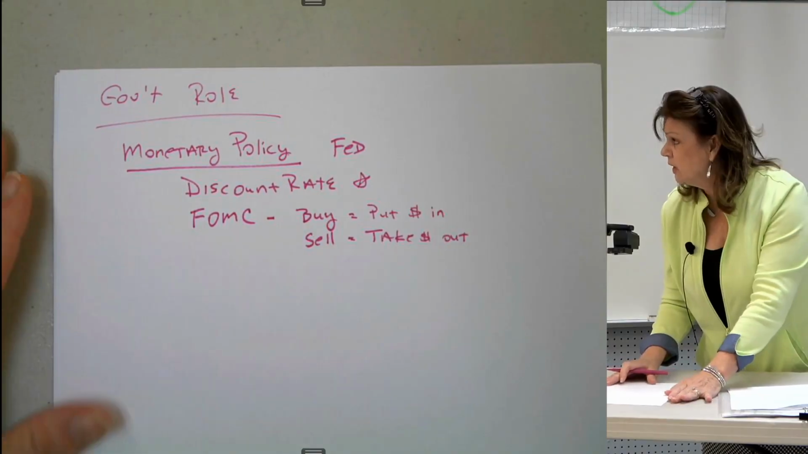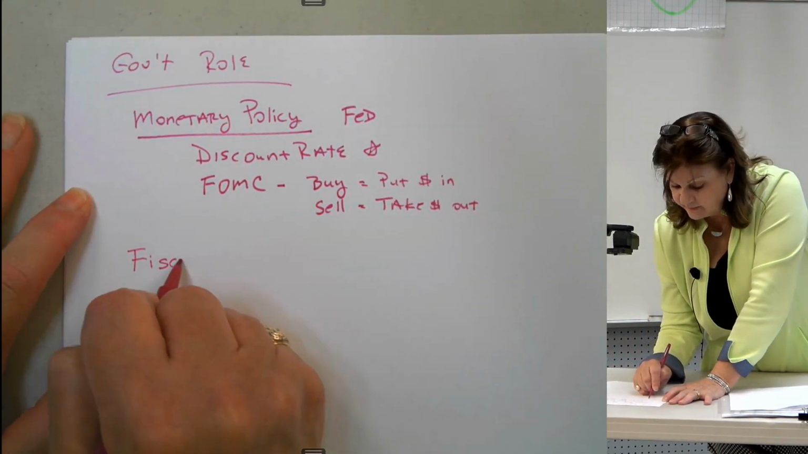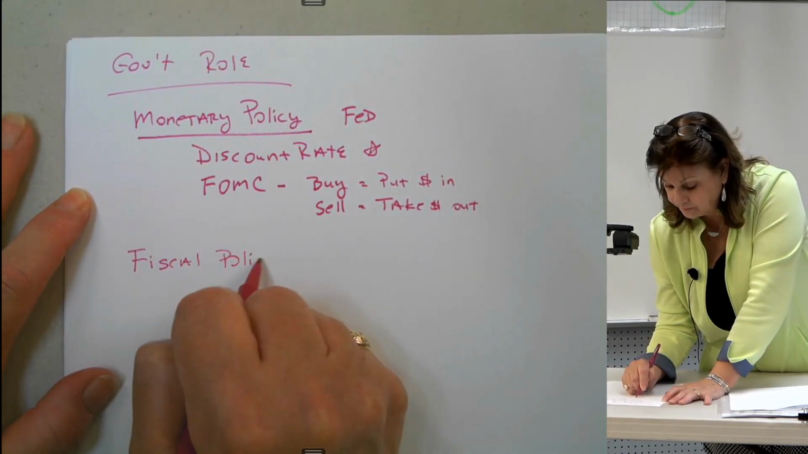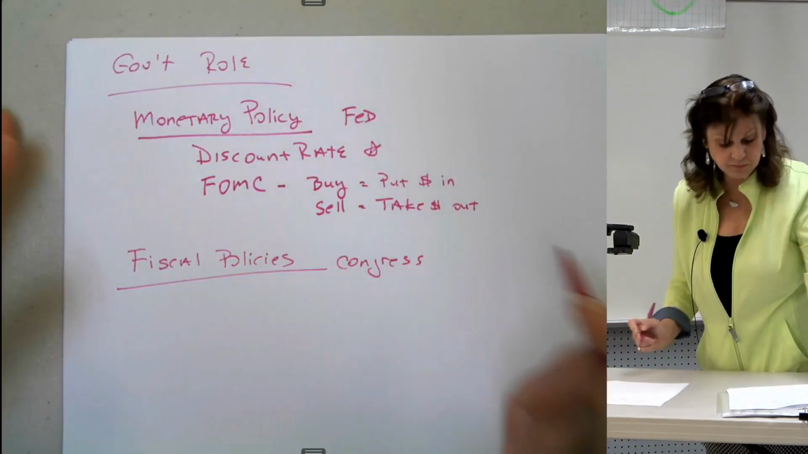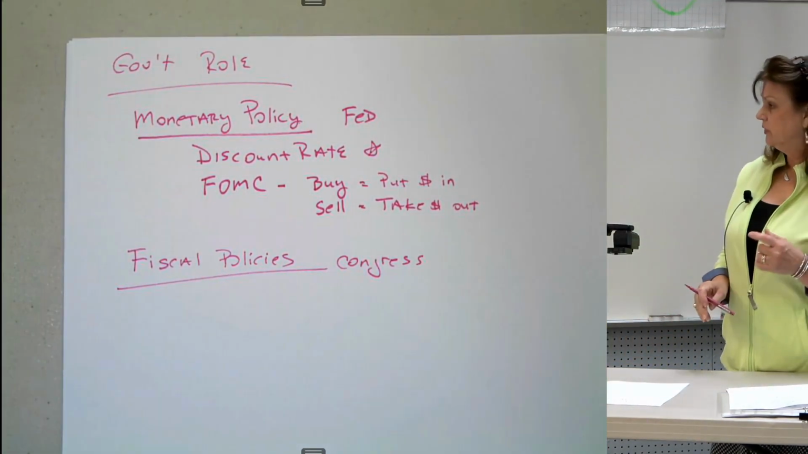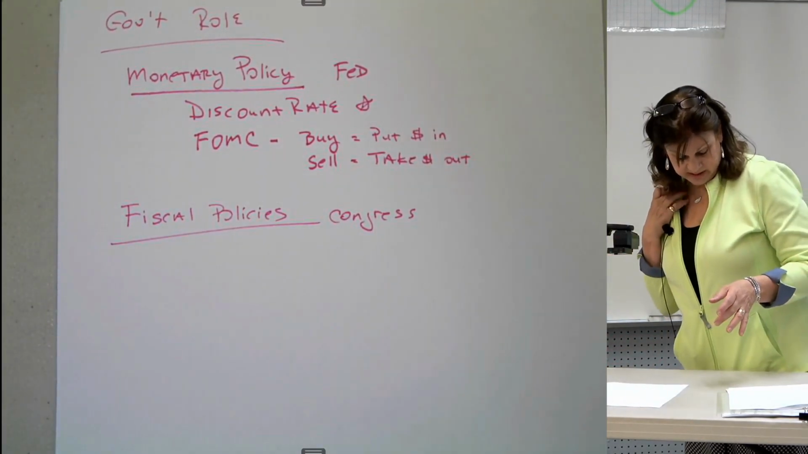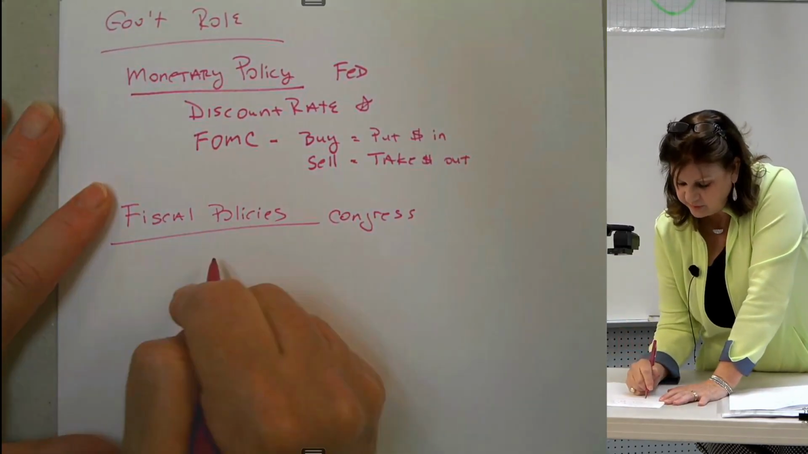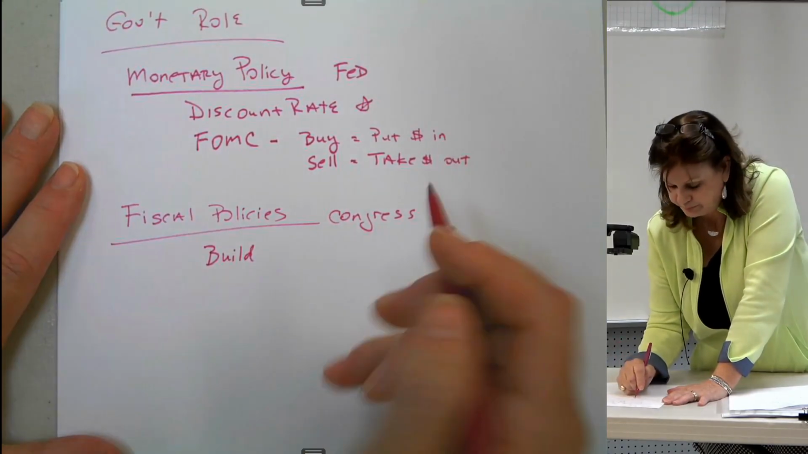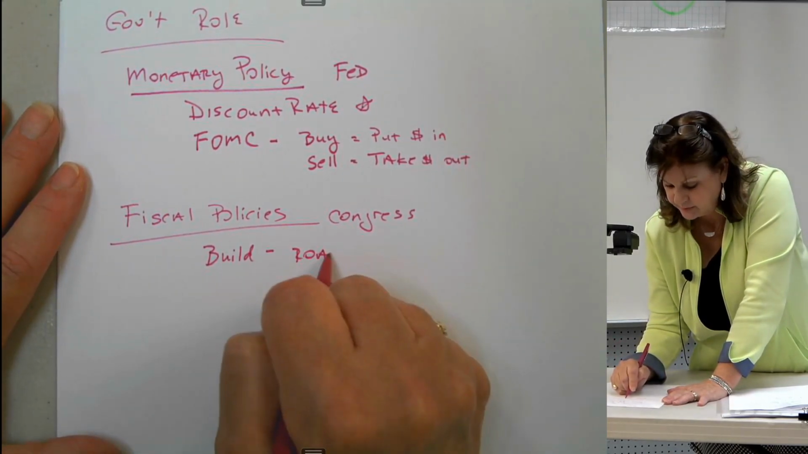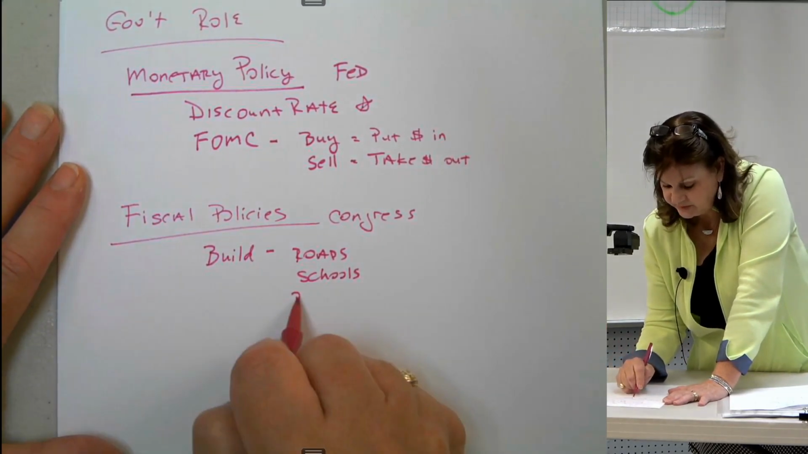That's the Fed's role. Congress also has a role in this, and these are our fiscal policies. And this is your Congress. So the fiscal policy, they can give us money, as you just saw with the bailout package they passed last week, but generally what they will do is they'll start building whatever: roads, schools, post offices.